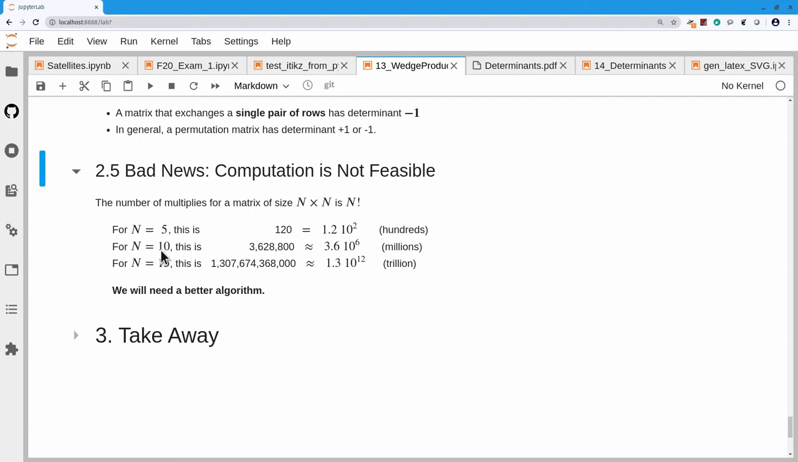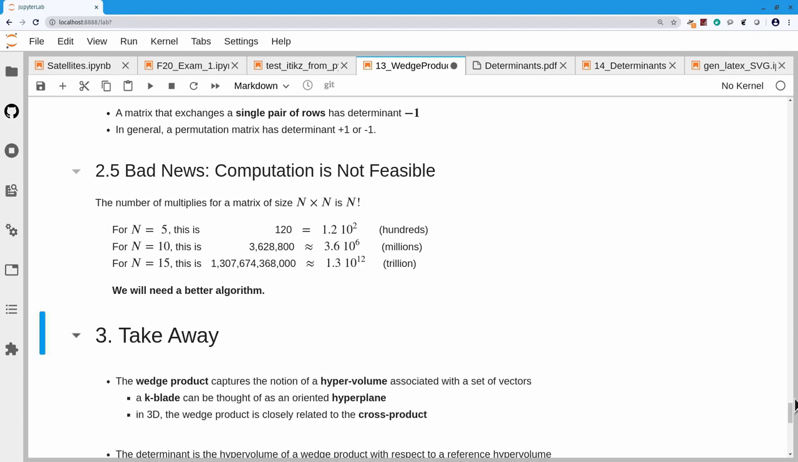By the time I get to a 10x10 matrix, I'm already at 3.6 million. Make it 15x15, I'm now at a trillion multiplications. That number is so large that your typical laptop, even if it could handle it in terms of memory, which it can't, in terms of time, it would take forever. So overall then, for larger matrices, we need a better algorithm. N equals 3, okay, I'll do that. 3 factorial is just 6, 6 multiplications I can handle. 4 factorial is 24, okay, that's pushing it already.